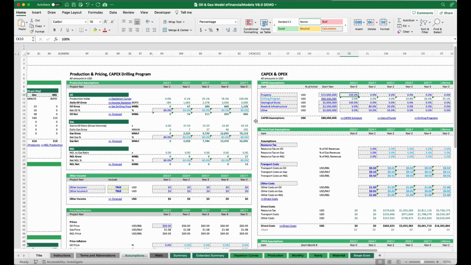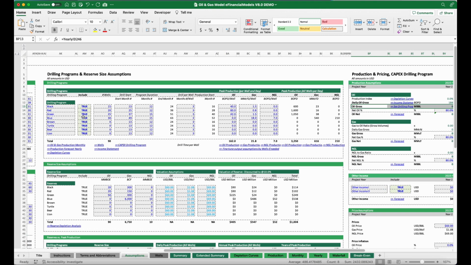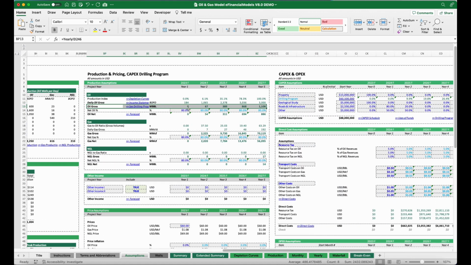We then continue by reviewing the output, the projected output of our project. And as you can see here, we now have the total gross output resulting from our drilling programs, plotted by the forecast years.